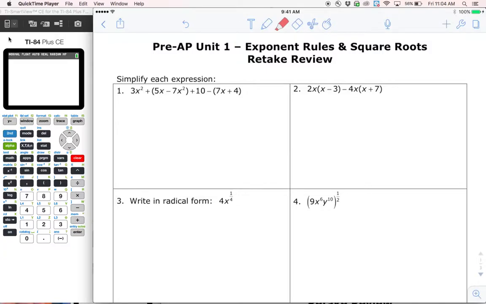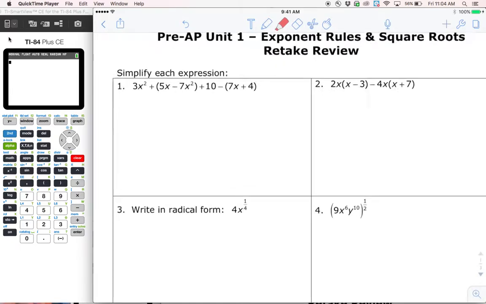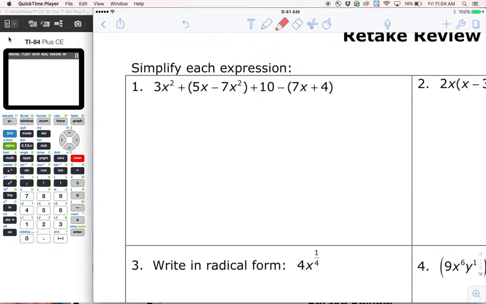Pre-AP Unit 1 Retake Review. All right, we're going to start with number 1. In number 1, we need to simplify the expression, and we know that we want to combine like terms, but we cannot do that until the parentheses are gone.